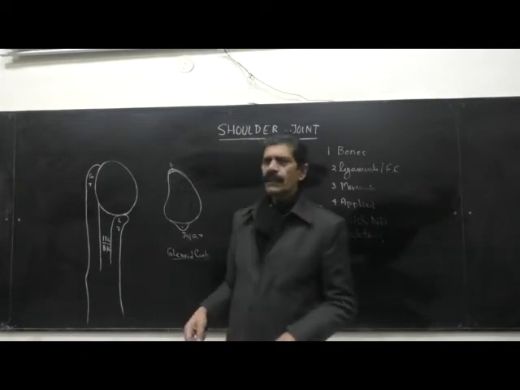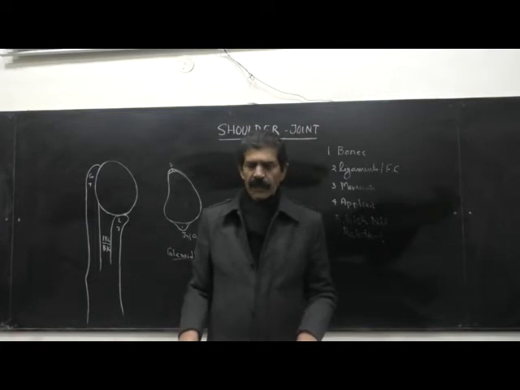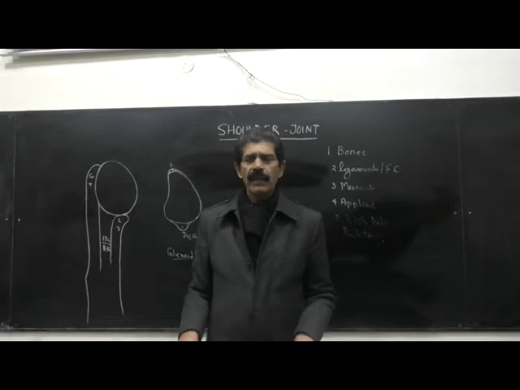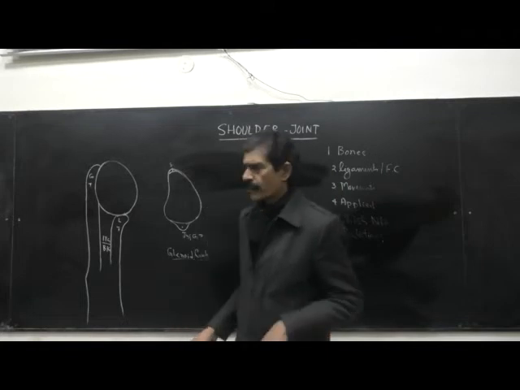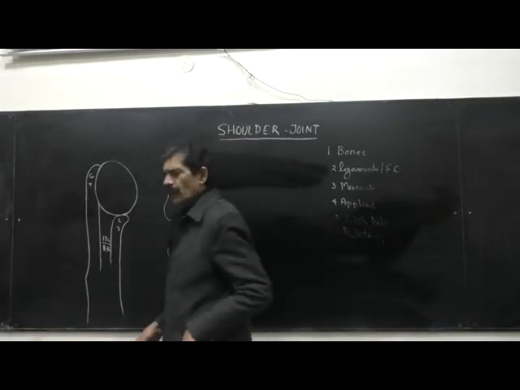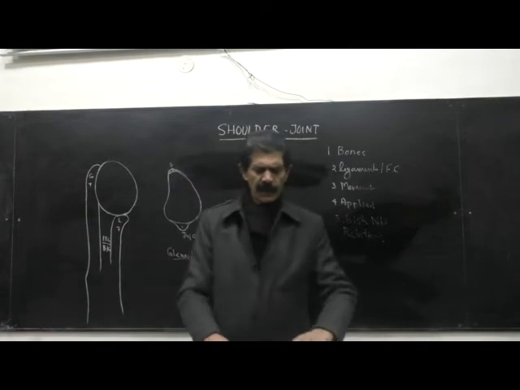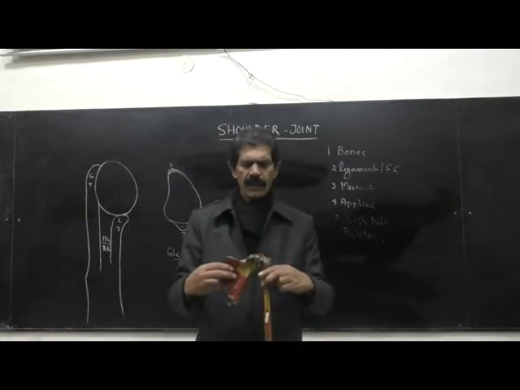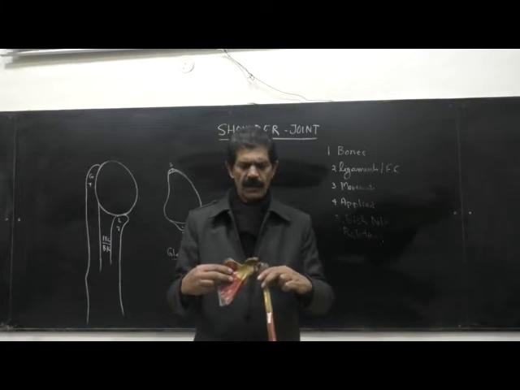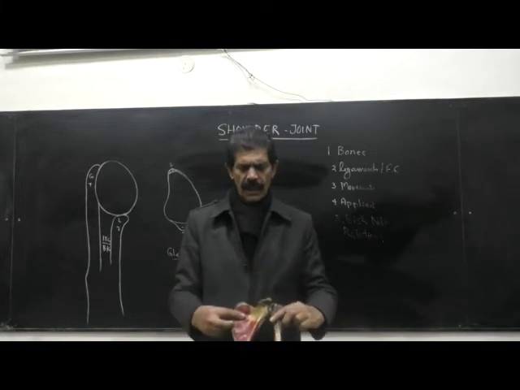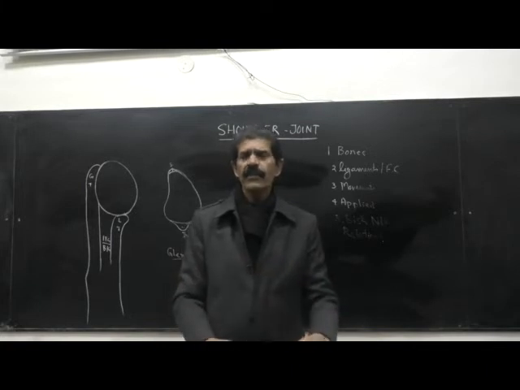So after discussing the bones taking part and their shape and size, now comes the next part, the fibrous capsule and the ligaments of the joint. The fibrous capsule keeps the two bones together in all movements of the joint, and the attachment of the fibrous capsule is very, very important.